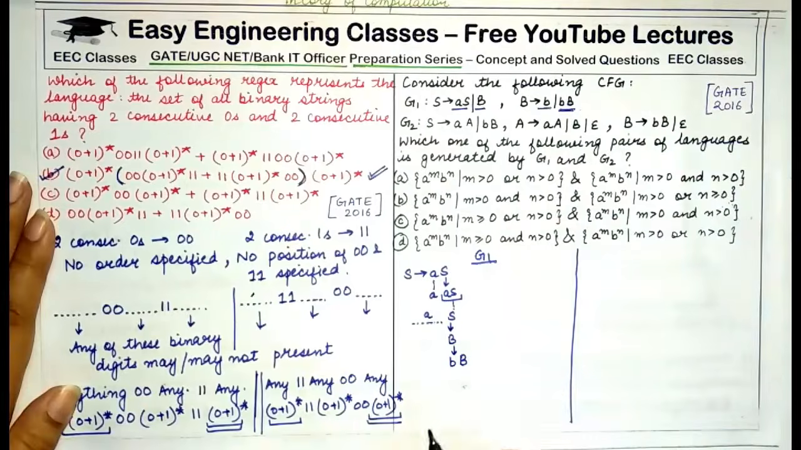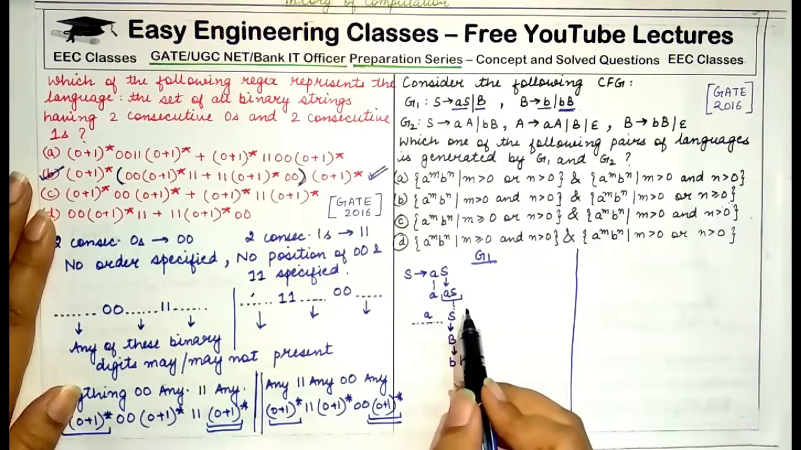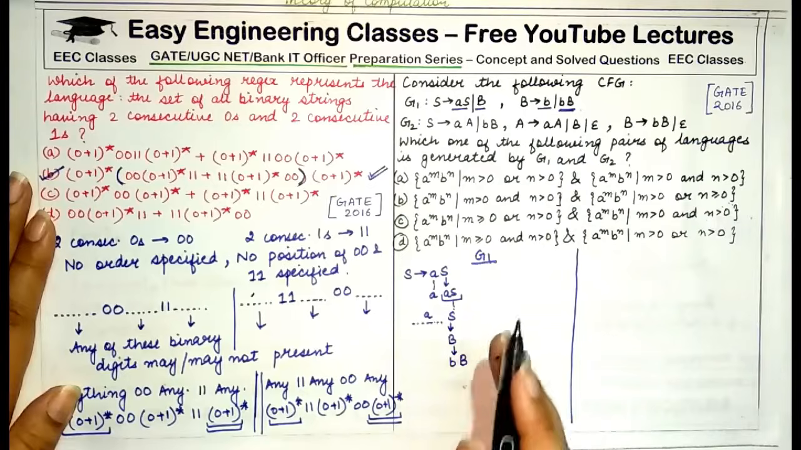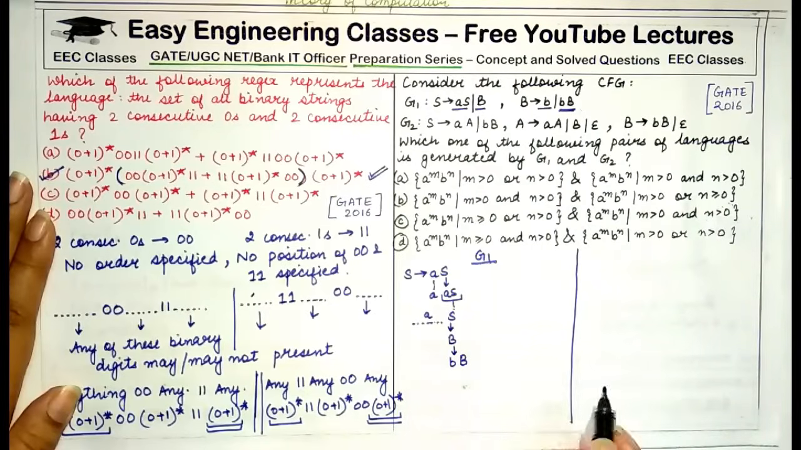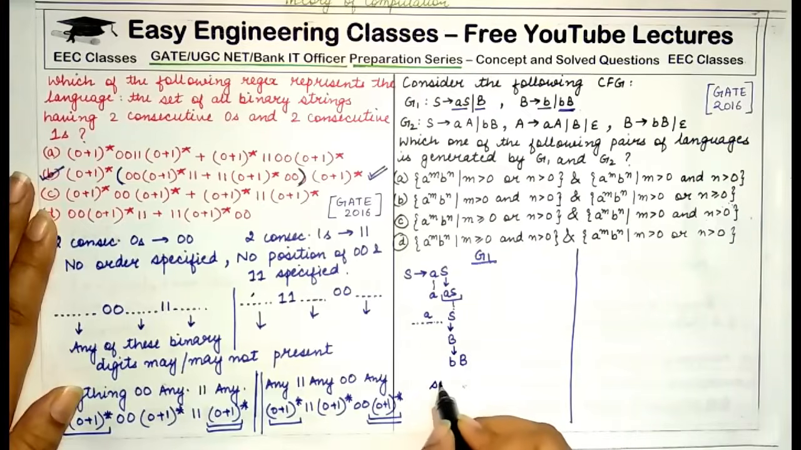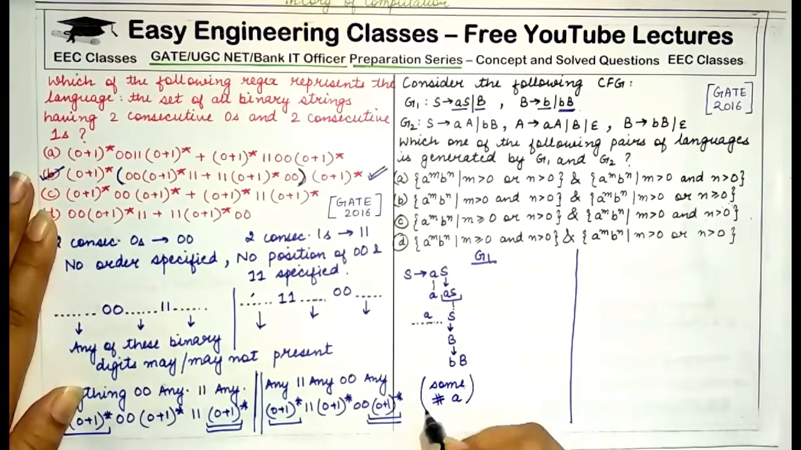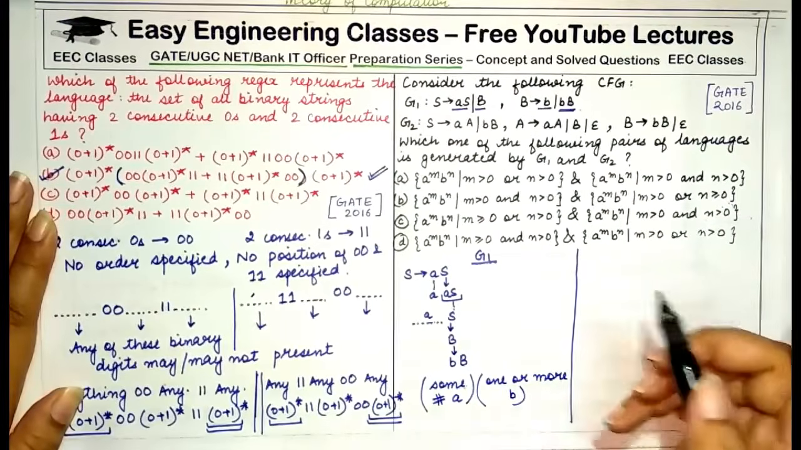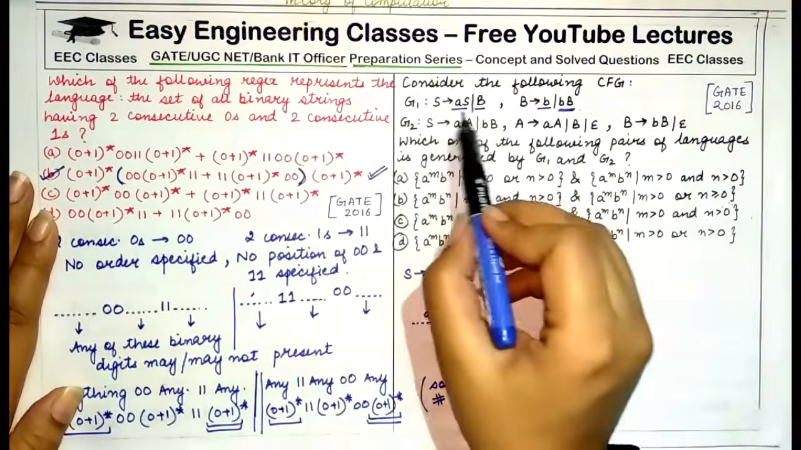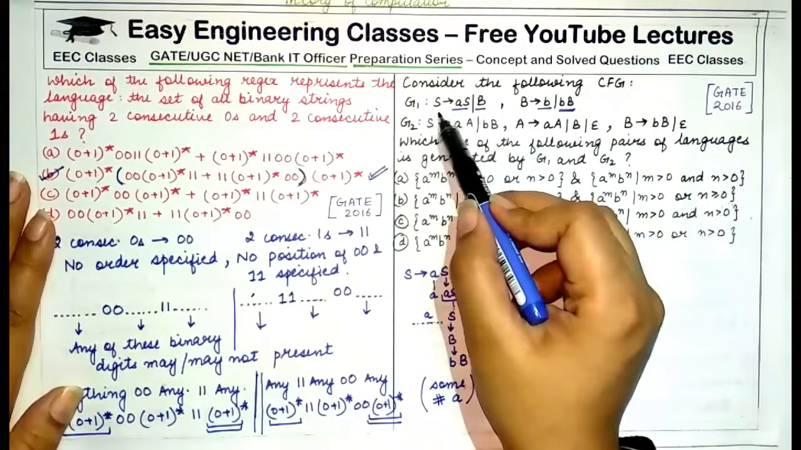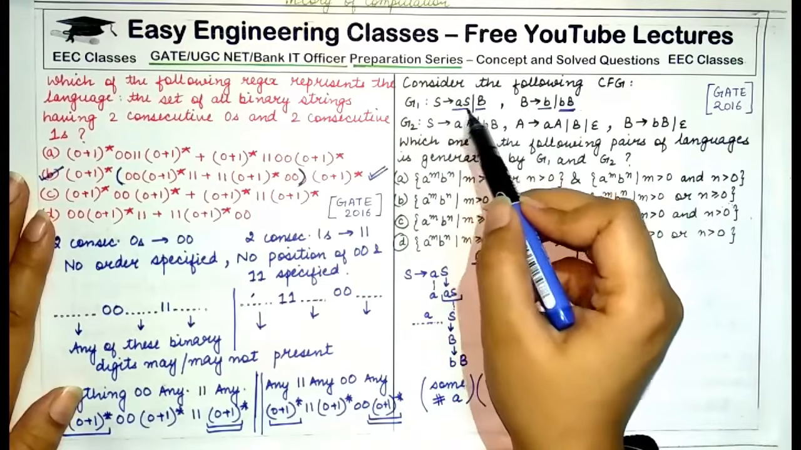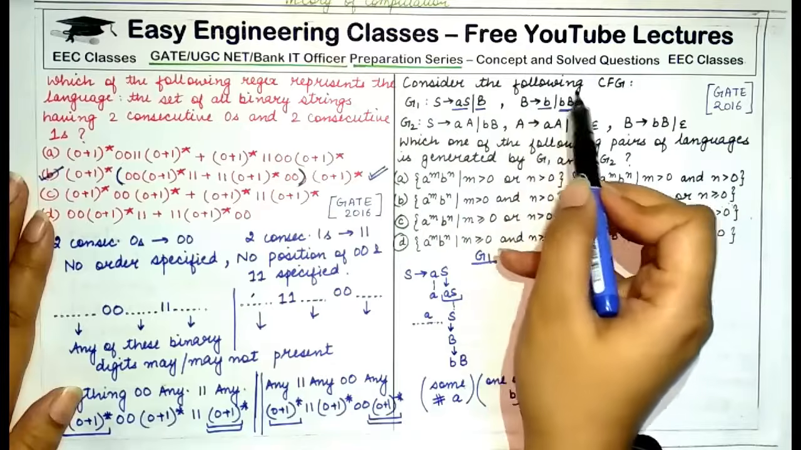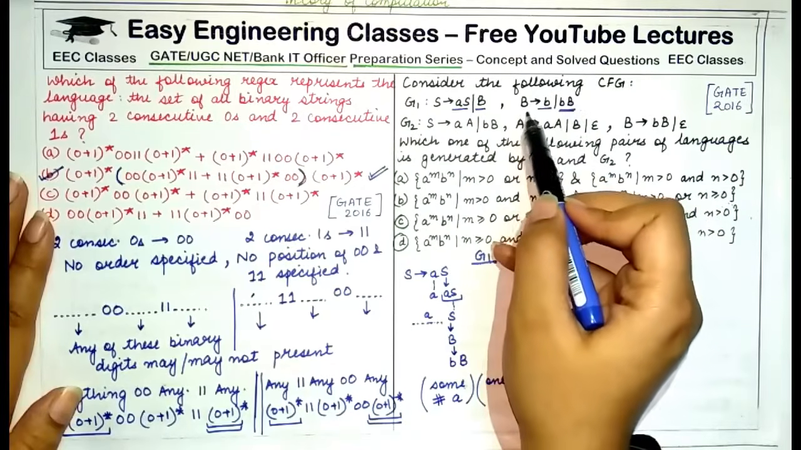Okay, so at any point, if you decide to choose any combination of these productions, you'll basically end up generating some number of A's followed by one or more b. Now, why one or more b and not zero b? Because there is no case when you can terminate this string that is generated by A's without coming to the second production that is defined by capital B.